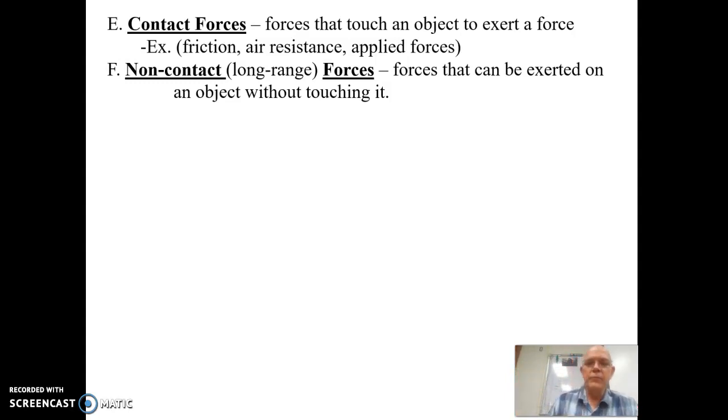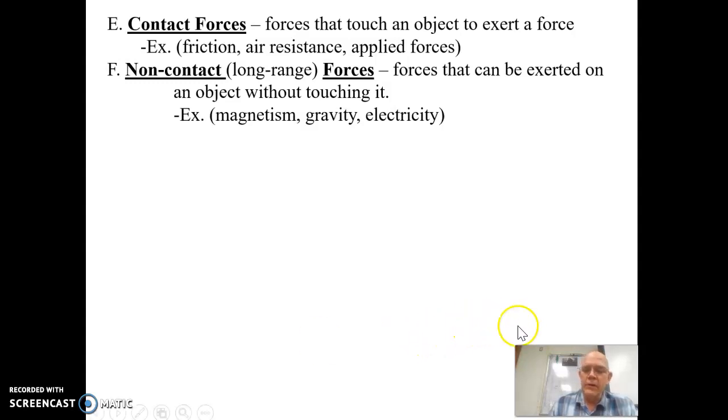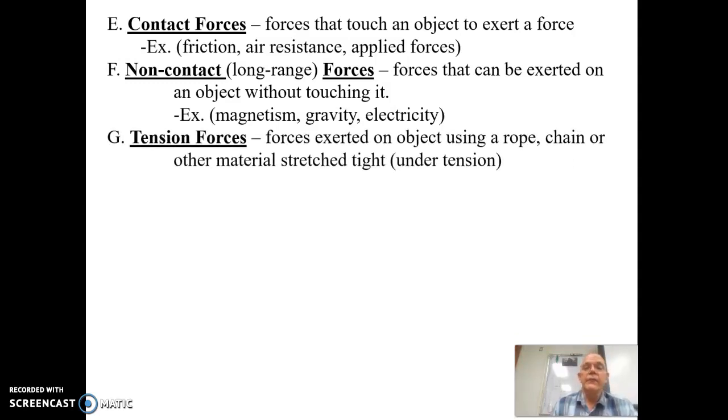So non-contact forces would include electricity and magnetism, which are very closely related. We'll be seeing them a lot together. And gravity, of course, because although we are touching the Earth, that's not what causes the gravity. Gravity doesn't touch us and exert that on us. The moon is moving around the Earth, and it also is affected by gravity, but obviously it's not in contact with the Earth, or the Earth in contact with it. So those are non-contact.